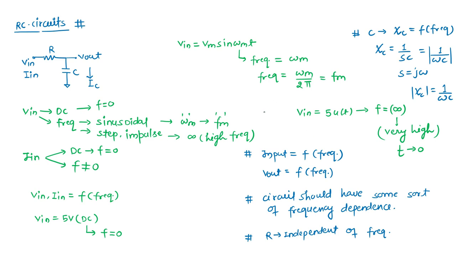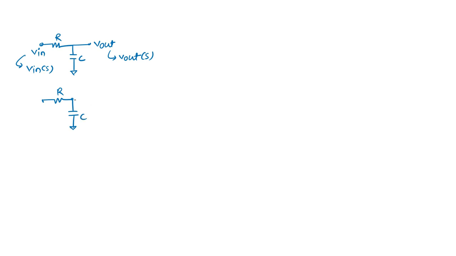So one thing is very clear. Now I would like to get to the output by using some frequency relation. This is my input, this is my output, and the input is also some function of frequency. I can write the input as Vin of s and the output as Vout of s. Now I can directly use simple voltage division network here.